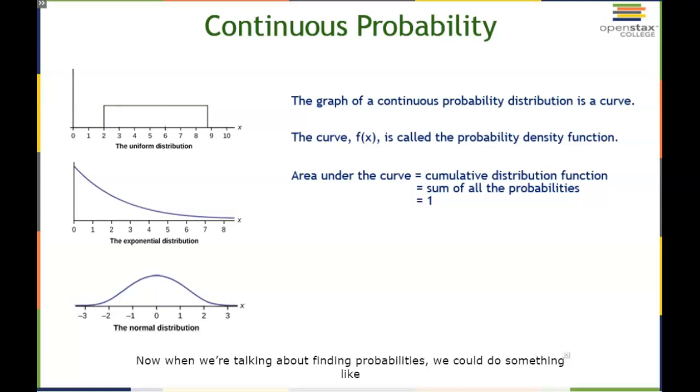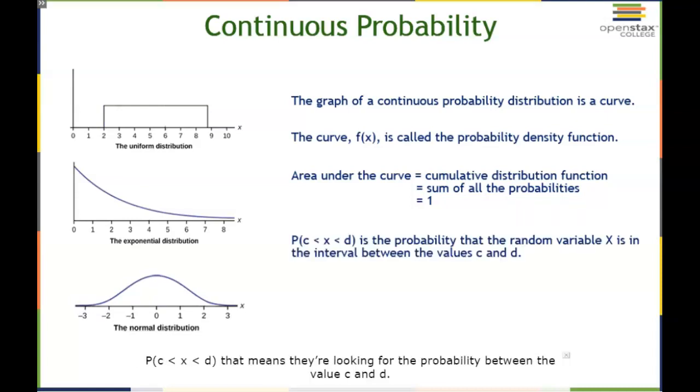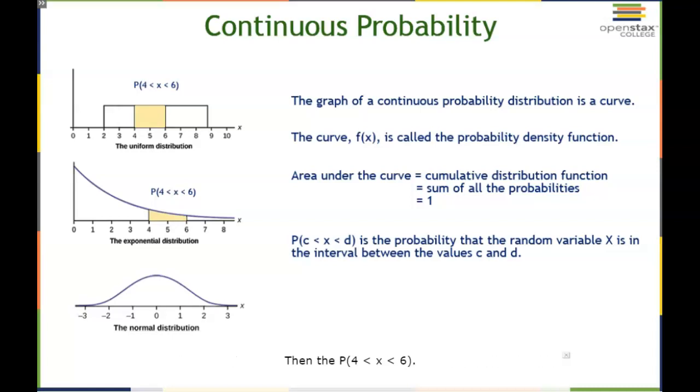Now, when we're talking about finding probabilities, we could do something like P of C is less than X is less than D. That means we're looking for the probability between the value C and D. For example, if I said I wanted the probability that X lies between 4 and 6, then the probability that 4 is less than X is less than 6.